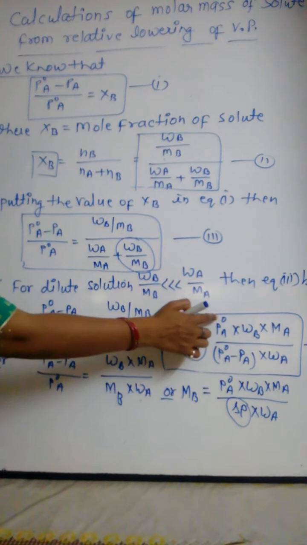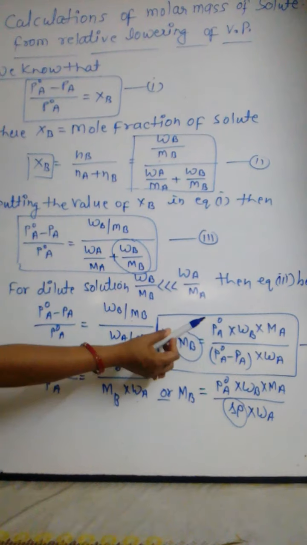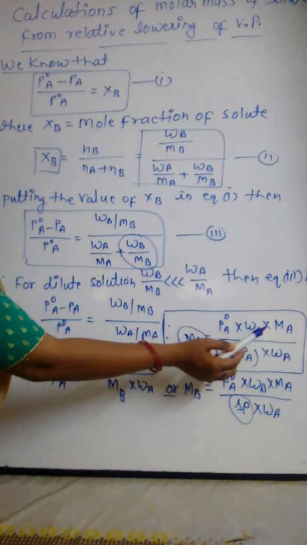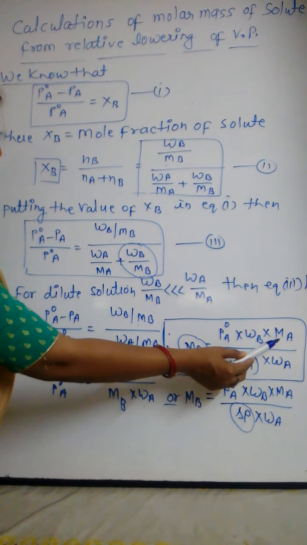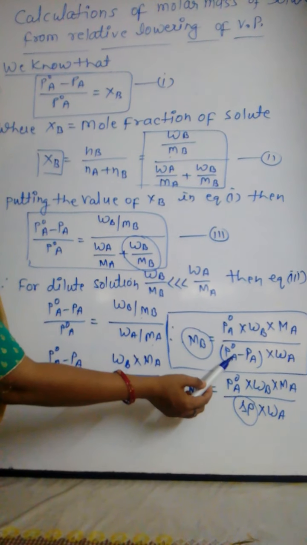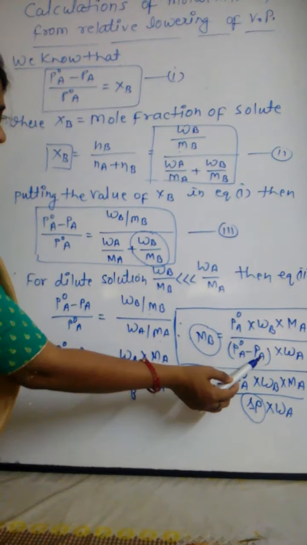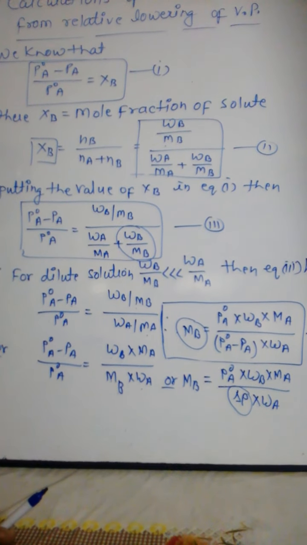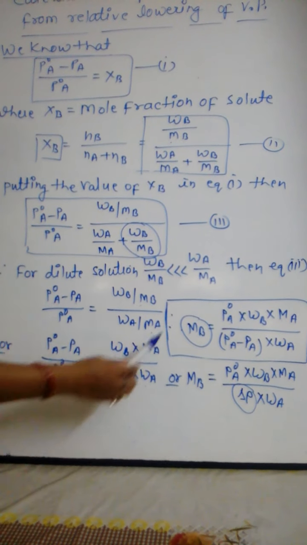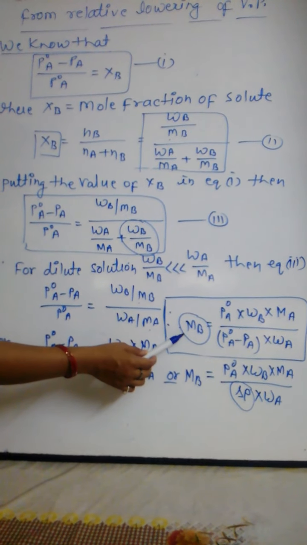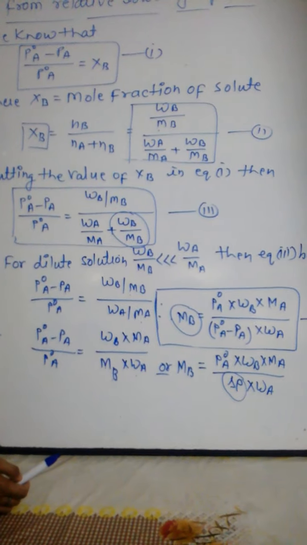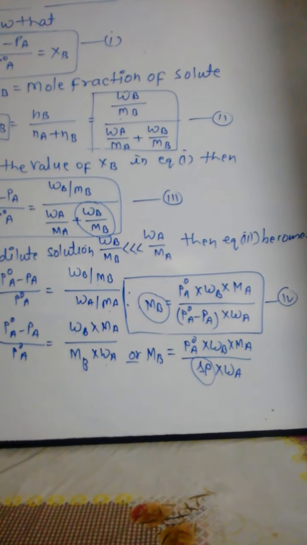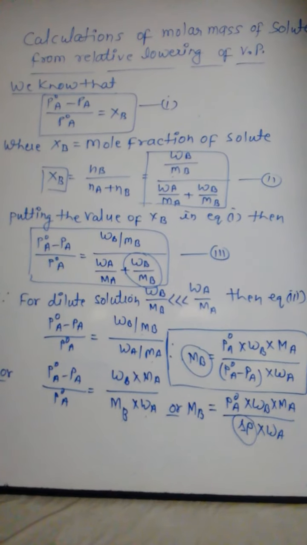In this equation, P naught A is the vapor pressure of pure solvent, WB is the mass of solute, MA is the molecular mass of solvent, PA is the vapor pressure of solvent, and WA is the mass of solvent. So we put all the values, the remaining is the molecular mass, and we can find out the molecular mass of non-volatile solute. So with the help of this derivation, you will find out the molecular mass of non-volatile solute.